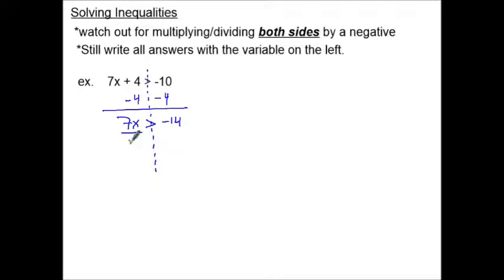Now I'm dividing by 7. I've got negative 14 divided by 7, so hopefully you're deciding whether or not to flip the inequality sign. Hopefully you decided not to. We divided by a positive, so we don't flip the inequality sign. If the number we're dividing by is negative, then we flip it around. So you do have to be very careful about that. Please don't make that mistake. In this case, we should have x greater than negative 2.